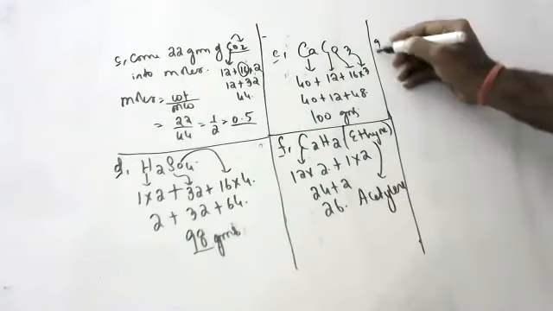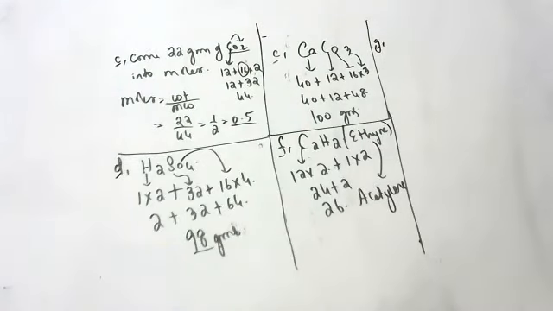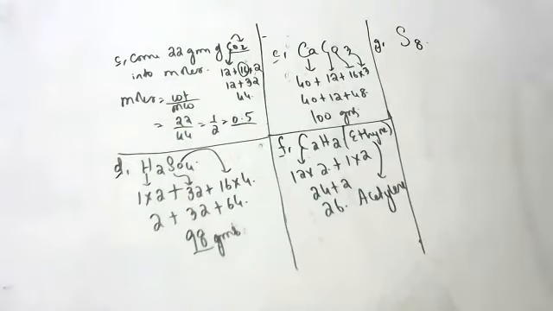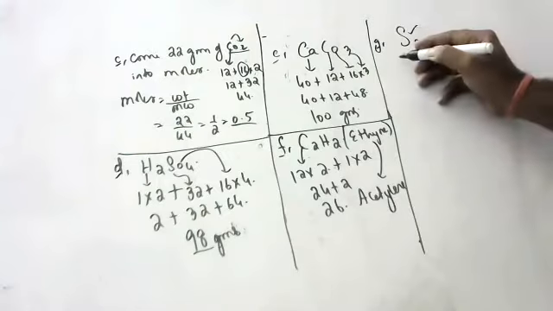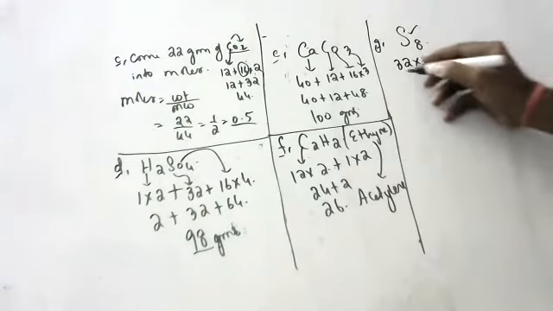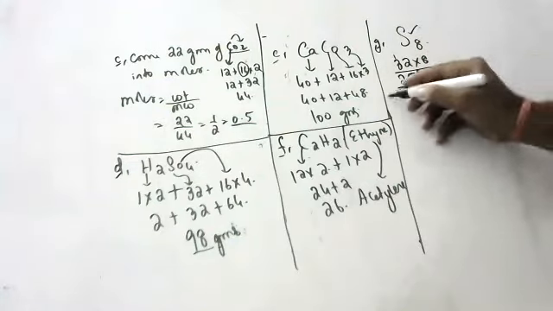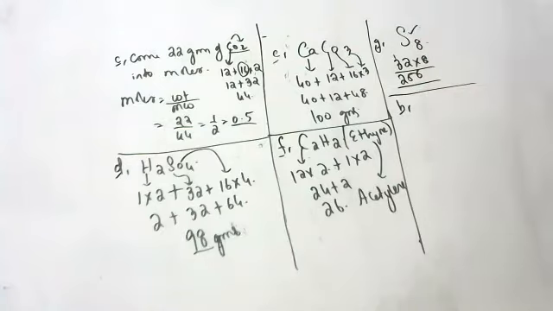Okay, children. Next. Vivek, what is the molecular weight of S8? Sulfur is 32. 32 into 8 is how much, children? 256.